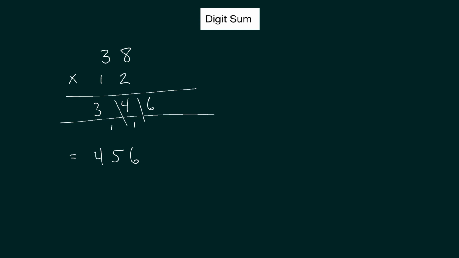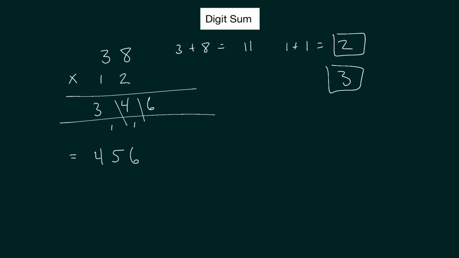Now let's use this digit sum check. 3 plus 8, let's find the digital root. 3 plus 8 gives us 11. The digit sum of 11, 1 plus 1, equals 2. So our digit sum for the number 38 is going to be 2. The digit sum for 12, that's easy, 1 and 2 give us 3.